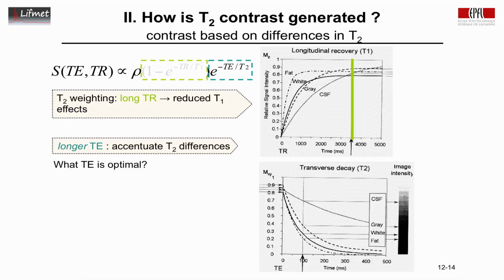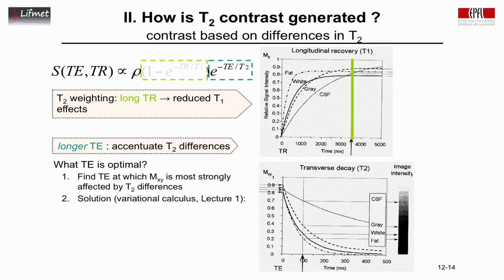If TE is very long compared to T2, then we have no signal and we cannot differentiate either. So somewhere in between is an optimum, and the goal here is to find the echo time at which the transverse magnetization is most strongly affected by the T2 differences. To do this, we do the same kind of variational calculus or error propagation calculus that I introduced in lecture 1 to obtain this solution.